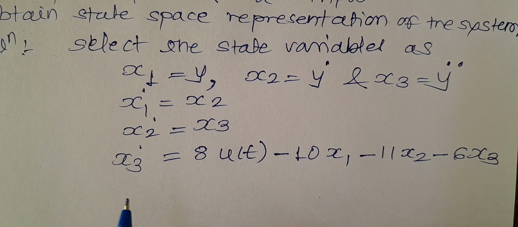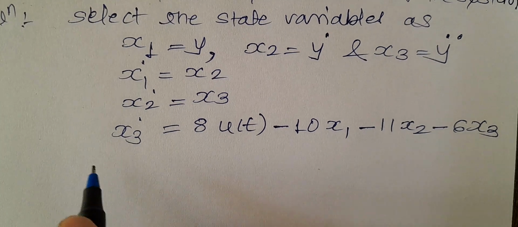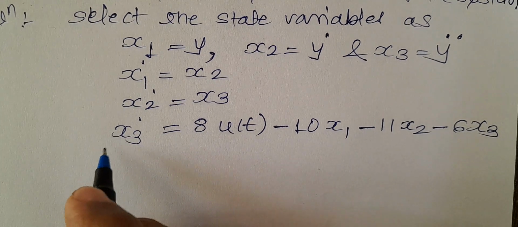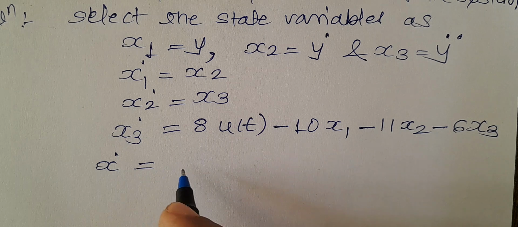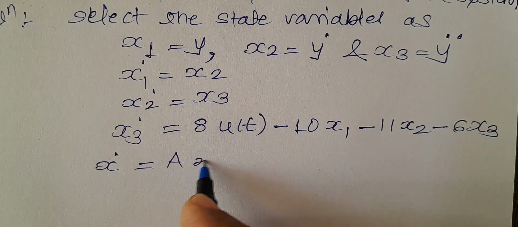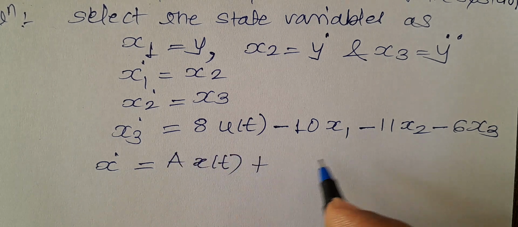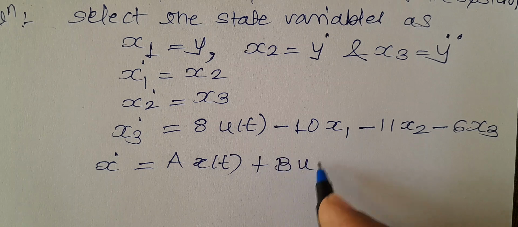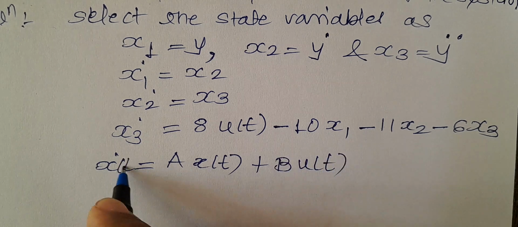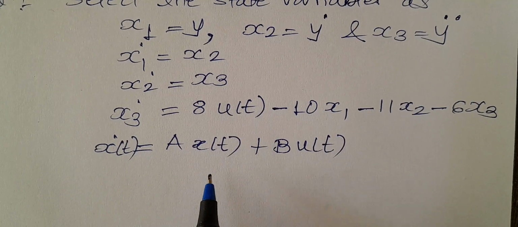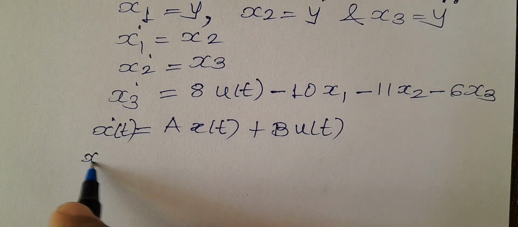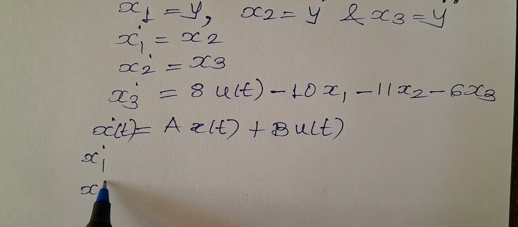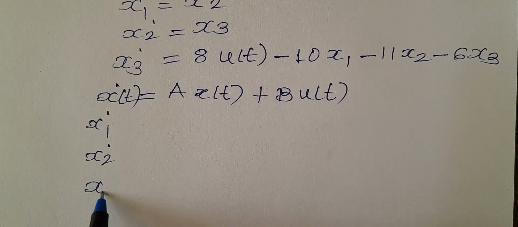Now we have to write the state equations. You know the general form of the state equation: x dash is equal to A into x of t plus B into u of t. So this is the general form of the equation, and we have to write x1 dash, x2 dash, and x3 dash.